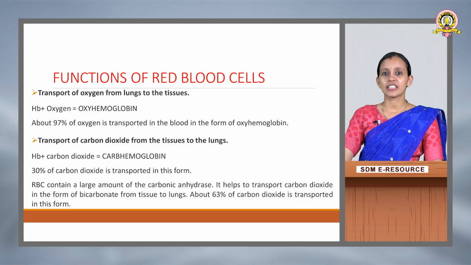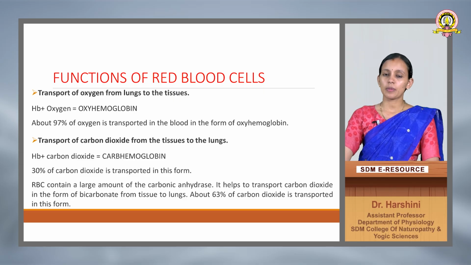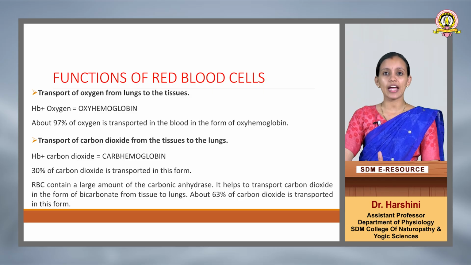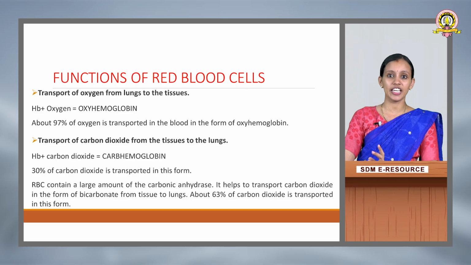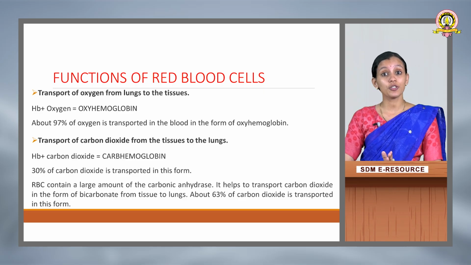Hello students, let's continue with the red blood cells. So, we will discuss the function of red blood cells. The primary function is the transport function: transport of oxygen and carbon dioxide. Oxygen is transported from the lungs to the tissues, and 97% of oxygen is transported in the form of oxyhemoglobin. Carbon dioxide is transported from tissues to the lungs.